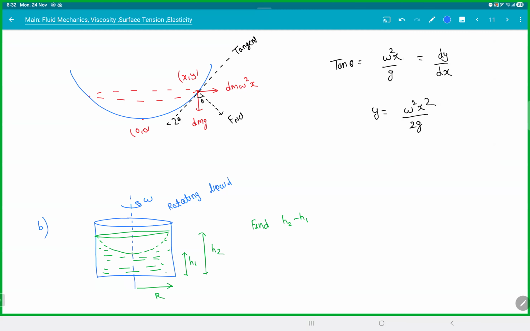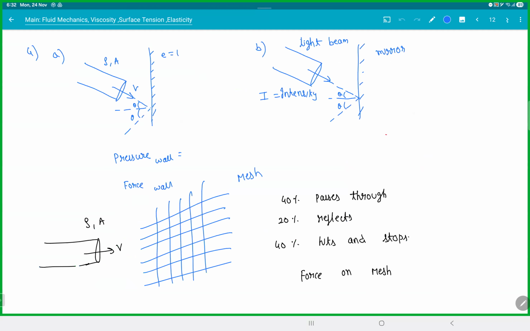So you want the difference in height. Here y will become h2 minus h1, and this will become omega square r square by 2g. That's your equation of the paraboloid. Any doubt on this? Standard equation. It's a good one, this one.